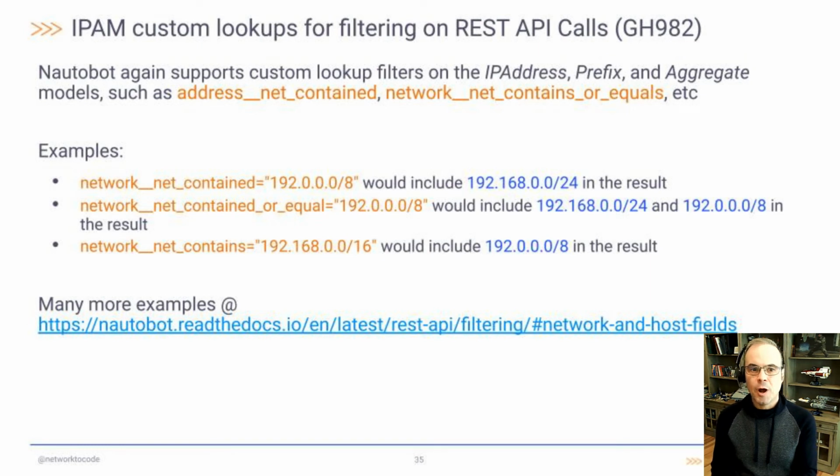GitHub 982, IPAM custom lookups for filtering on REST API calls. Nautobot again supports custom lookup filters on IP address, prefix, and aggregate models. There are some examples shown here.